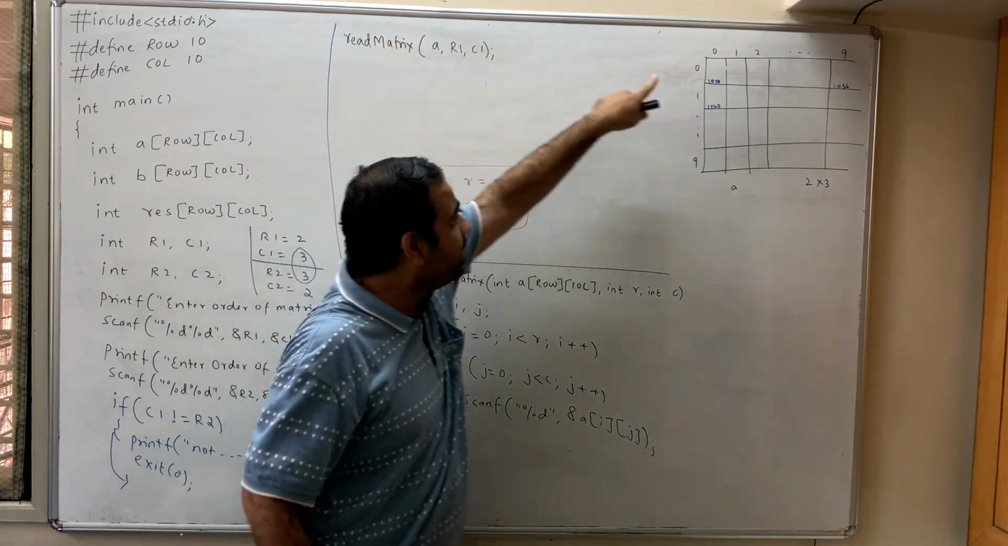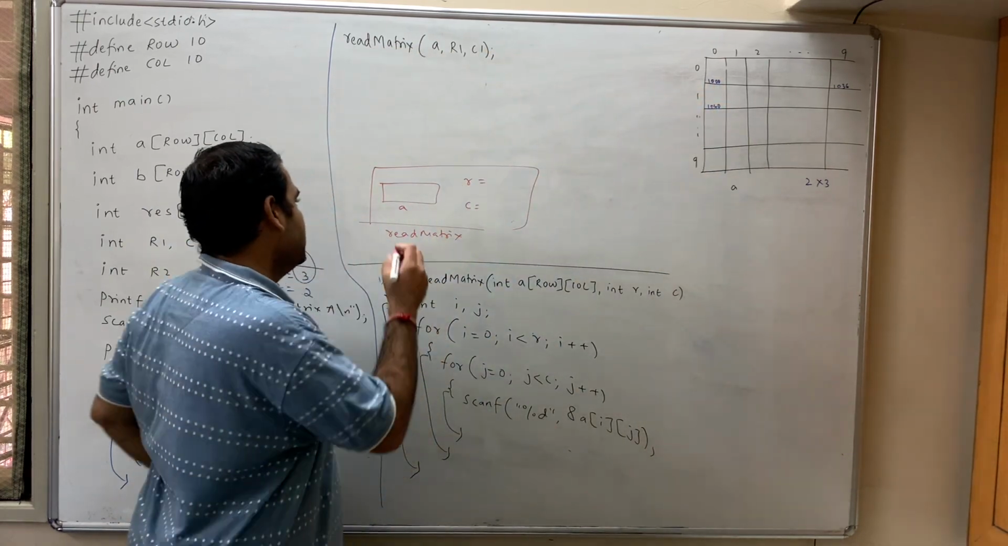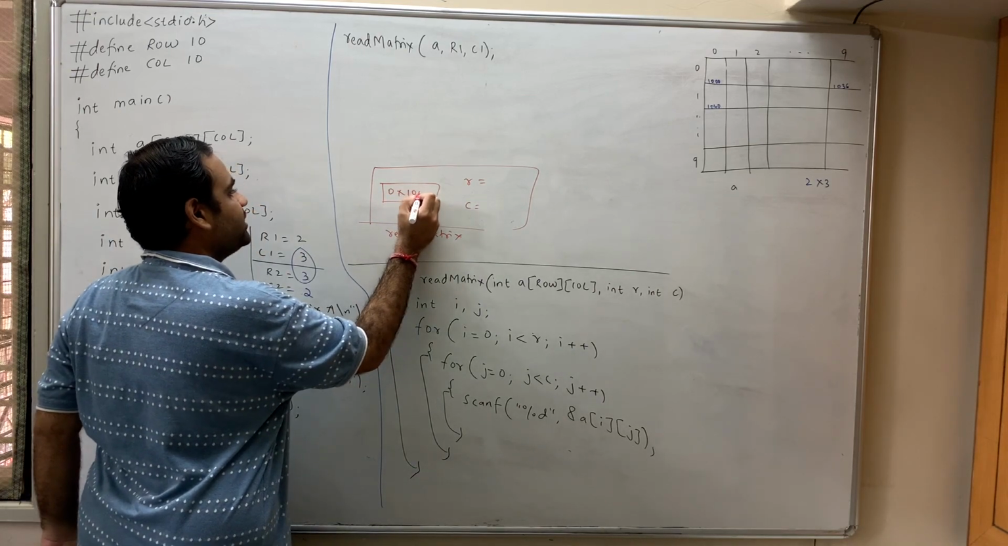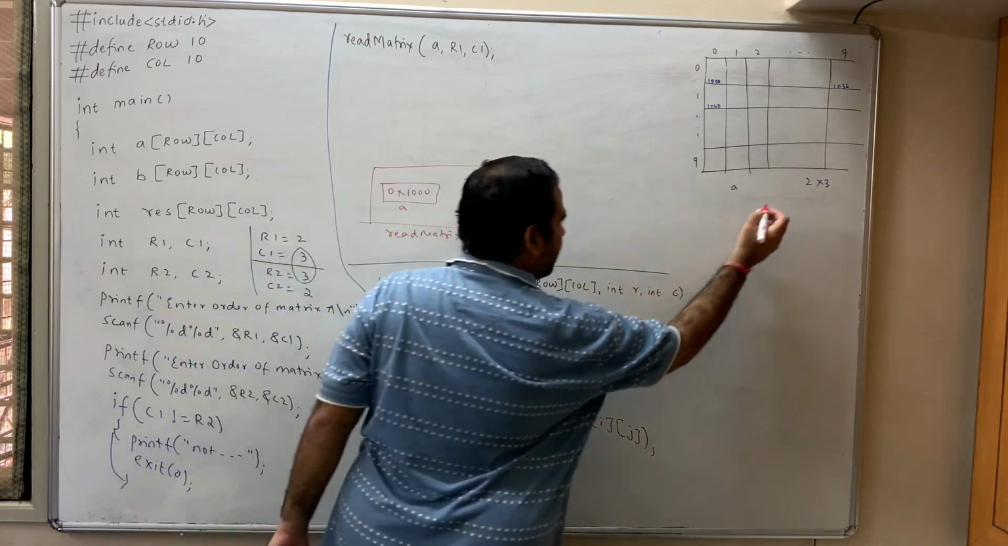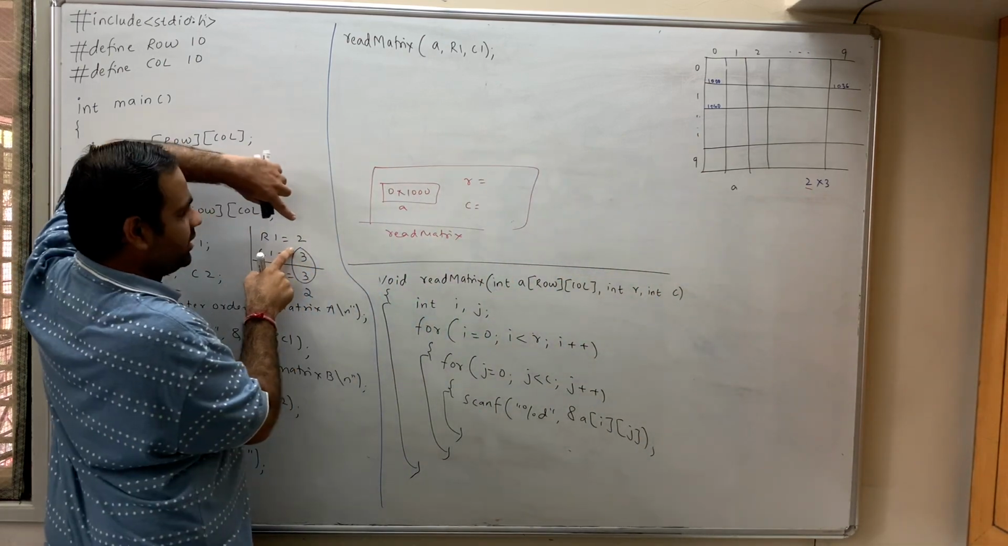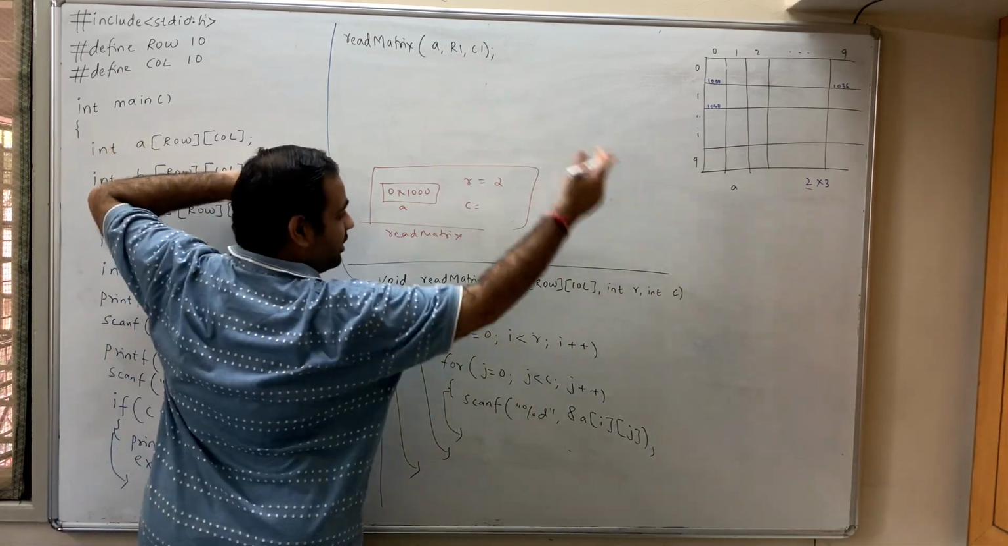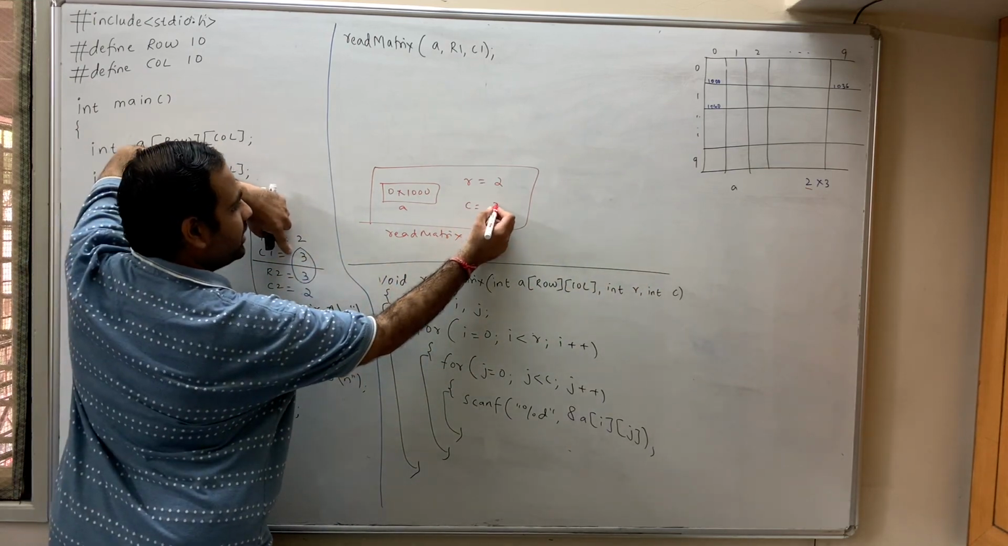Whenever arrays are passed, the base address gets passed, not the complete array. Next, the second parameter R1 is copied to R. Now what is the value of R1? It is 2. That is what we have taken. R1 is 2, and C1 is copied to C. And what is C1? It is 3.